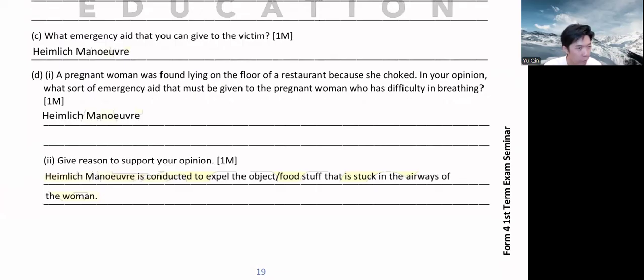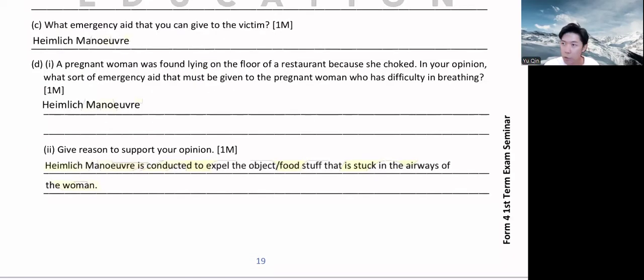So we'll do 1, 2, 3 lah. We'll do 3, 4. I'll do it in normal class.